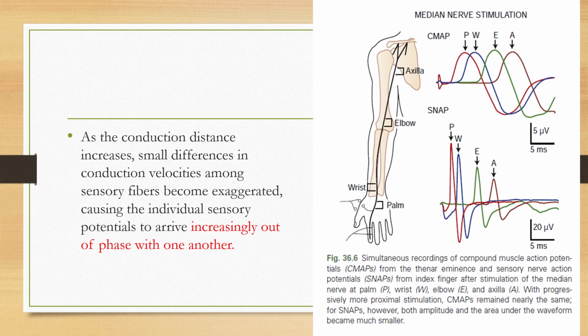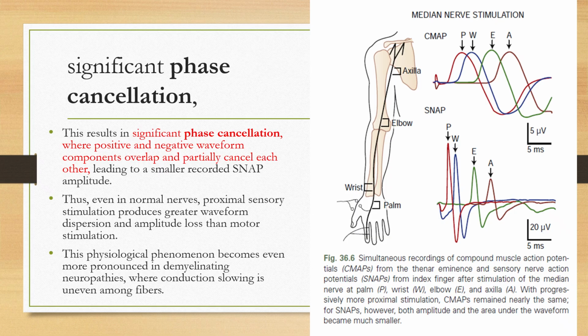As the conduction distance increases, small differences in the conduction velocity among sensory fibers become exaggerated, causing the individual sensory potentials to arrive increasingly out of phase with one another. This results in significant phase cancellation, where positive and negative waveform components overlap and partially cancel each other, leading to smaller recorded SNAP amplitude.